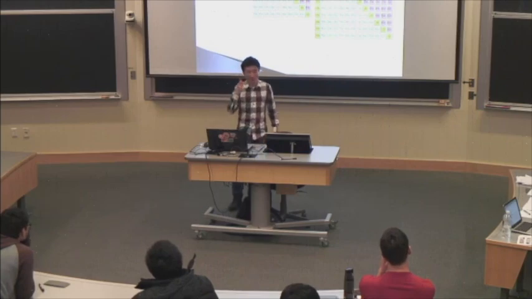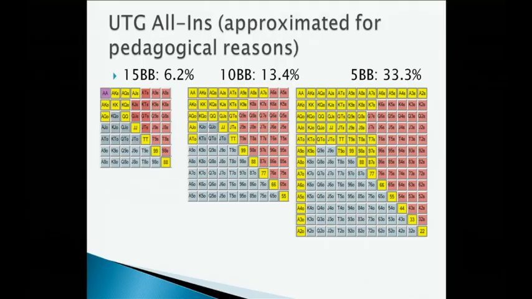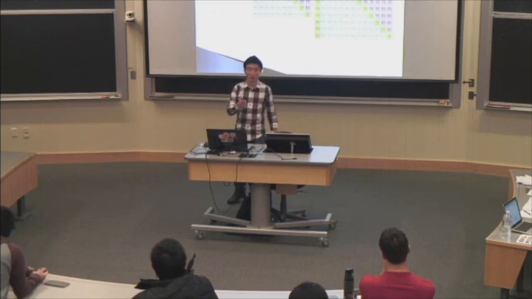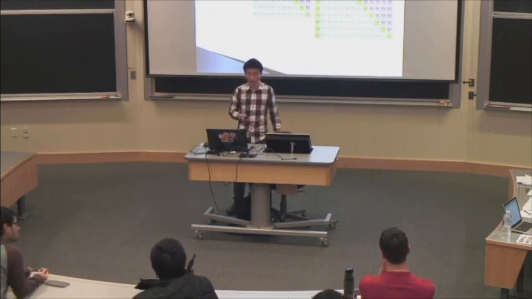So this is under the gun all-ins. It's a bit approximated, but with 15 big blinds, I know I recommended with 15 big blinds not to go all-in, and I think that's a good recommendation, but let's say you told the computer they were forced to go all-in with 15 big blinds and they had to calculate the Nash equilibrium, this is what it would spit out. It would say you go all-in with this 6.2%, and with 10 big blinds, it's 13.4%, with 5 big blinds, it's 33.3%. So it actually increases quite a lot. For under the gun, the fraction of hands you can wager as a function of how many big blinds actually goes up quite a lot.